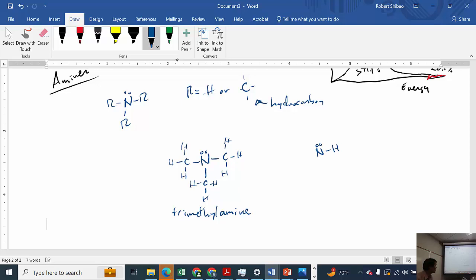Ammonia is a pretty good base. It's not as good as hydroxide. One of the reasons it's not as good as hydroxide is because it doesn't have a full negative charge. If nitrogen had a full negative charge, it would be a much better base. Instead, this nitrogen only has a partial negative charge because of the polar bonds. Nitrogen versus hydrogen, nitrogen is more electronegative. Since nitrogen is more electronegative, it's going to pull more of the electron cloud towards it. And that's going to give a partial positive charge on the hydrogen, a partial negative charge on the nitrogen.